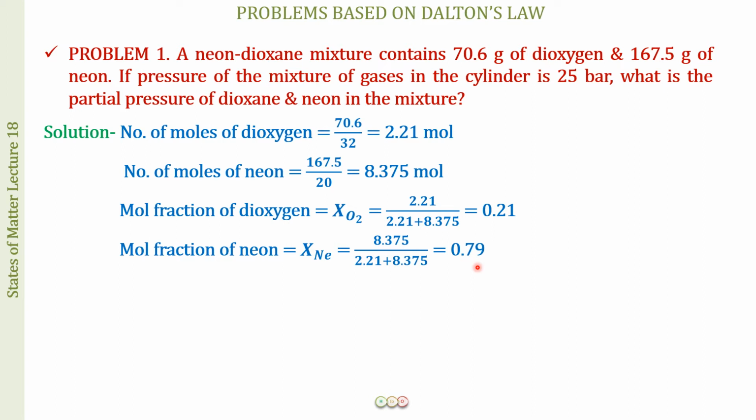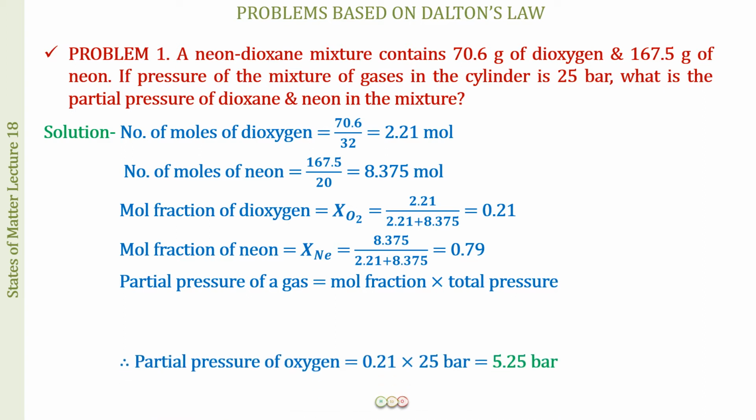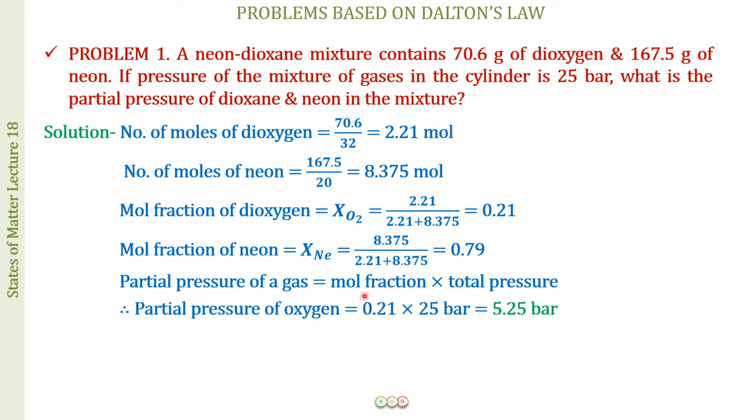Okay. Now once you have found out the mole fraction of both the gases, the partial pressure of a gas is going to be equal to the mole fraction of the gas into the total pressure. So the mole fraction of oxygen, 0.21, multiplied by the total pressure, which is 25 bar, gives the partial pressure of oxygen as 5.25 bar. Similarly, the partial pressure of neon is the mole fraction of neon, 0.79, multiplied by the total pressure, which is equal to 19.75 bar, right? So I hope it is clear how we are going to deal with such questions.